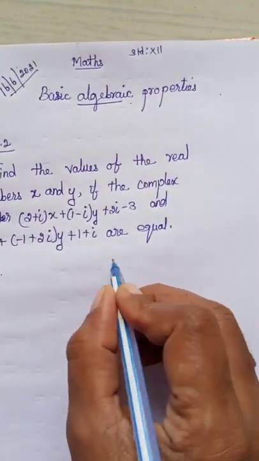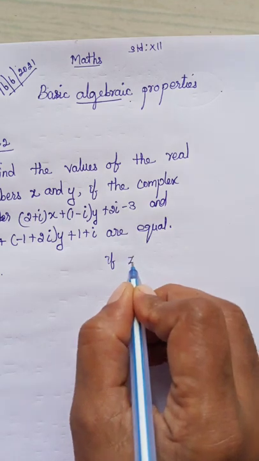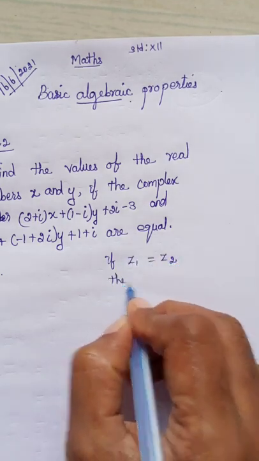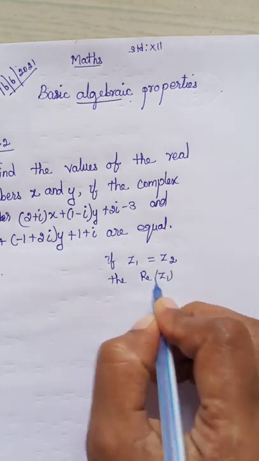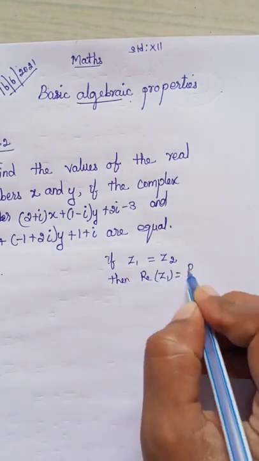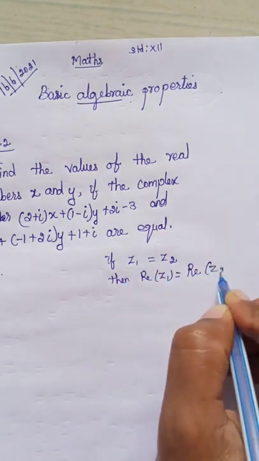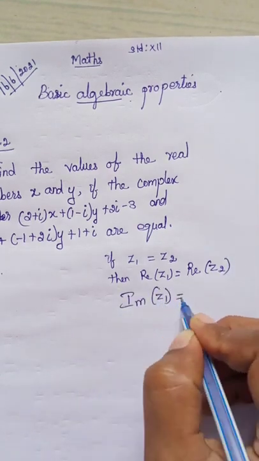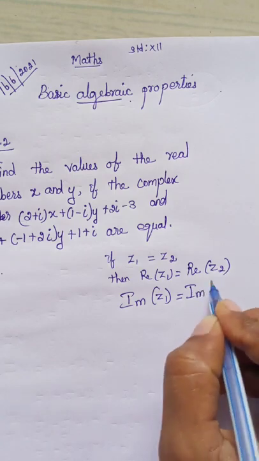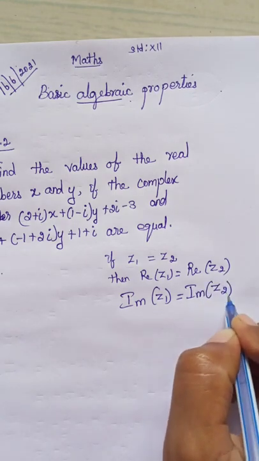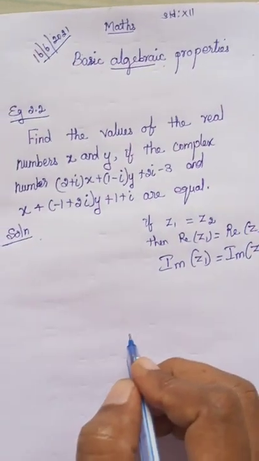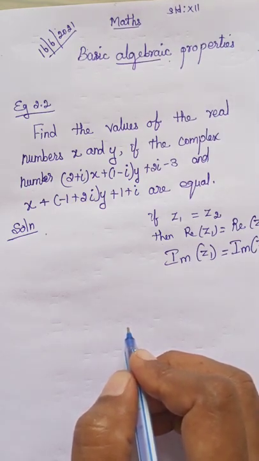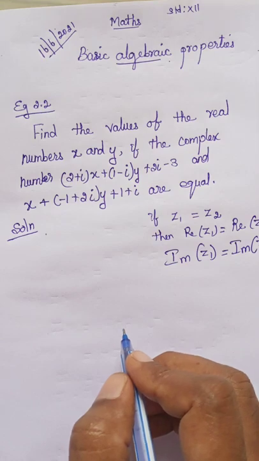See, we have learned that if z1 is equal to z2, then the real part of z1 will be equal to the real part of z2 and the imaginary part of z1 will be equal to the imaginary part of z2. Is that clear? Okay, so first we will take the two complex numbers as z1 and z2. Then we can equate the real parts.